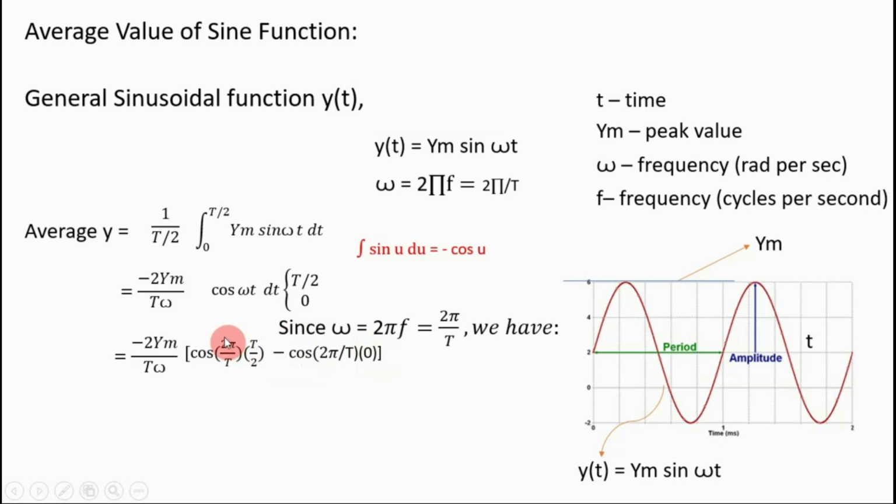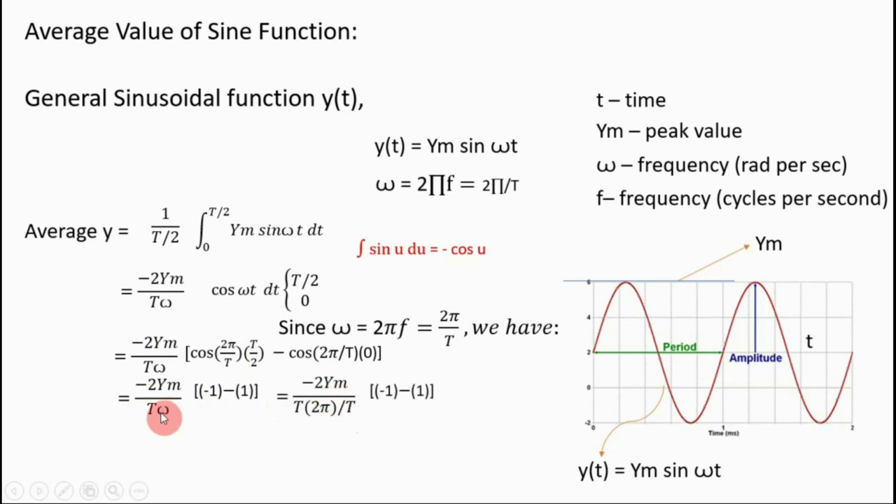So you will cancel out the 2 in the numerator and 2 in the denominator, also with t. So what remains is pi. Cosine pi is actually 180 degrees. Now if you get the cosine of that, it gives you negative 1. And for this term, we have cosine 0, because 0 is multiplied to this term, it will become 0. So cosine 0 is actually positive 1. You just copy this one, and negative 1 minus positive 1 will become negative 2. Negative 2 times negative 2 will become positive 4.